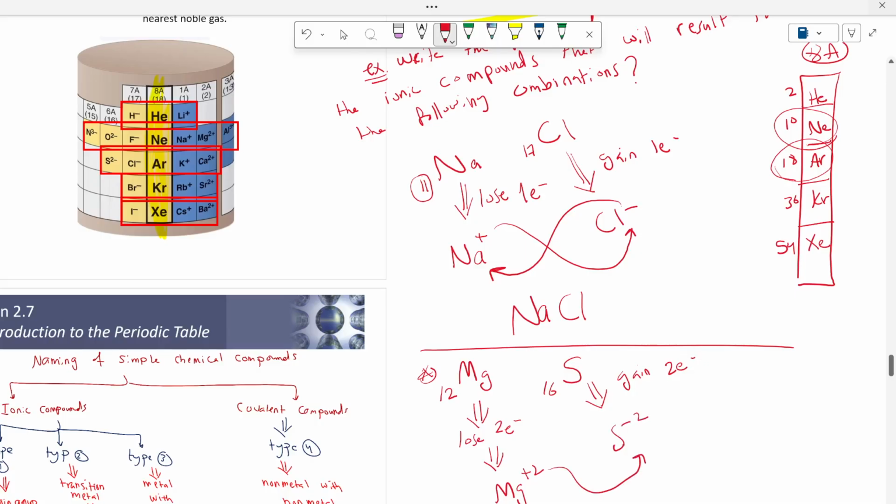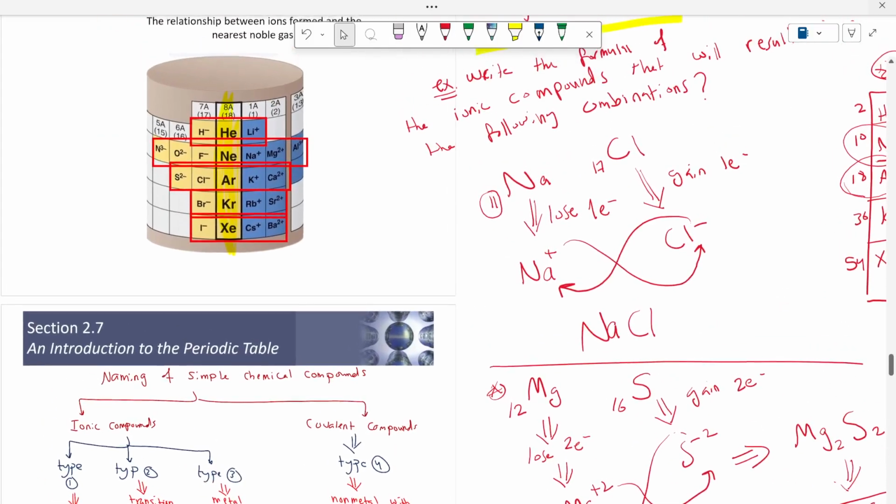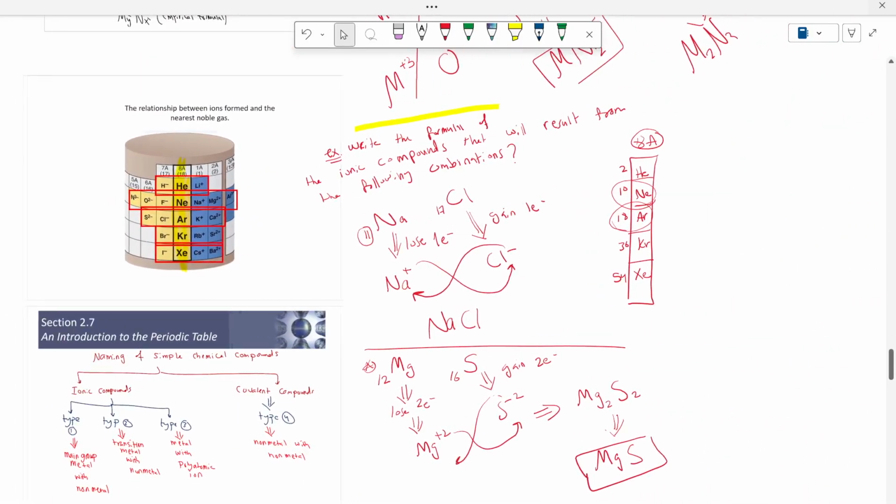Now combine them. Make the charge a subscript, and you will get Mg2S2. Is it the final answer? No, it's not the final answer. Why? Because the final step is the simplification. Can you simplify 2 and 2? Yes, we can simplify them to get MgS. So this is the empirical formula of magnesium sulfide. This is how ionic bonds are formed. I hope it's clear.